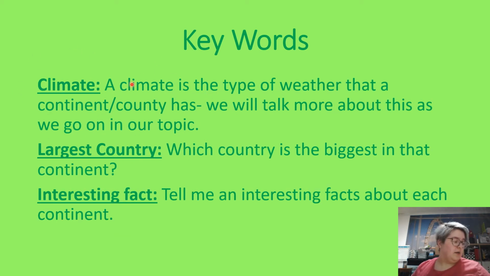What is the climate or climates of that continent? So a climate is a type of weather that a continent or a country has. So each country or continent has a different climate, okay? We're going to talk more about this as our topic goes on. We'll be talking about different climates, so there'll be polar climates, things like that. Now we'll talk more about that as we go on, but I just want you to have a wee quick brief. What climate or climates does a specific continent have?